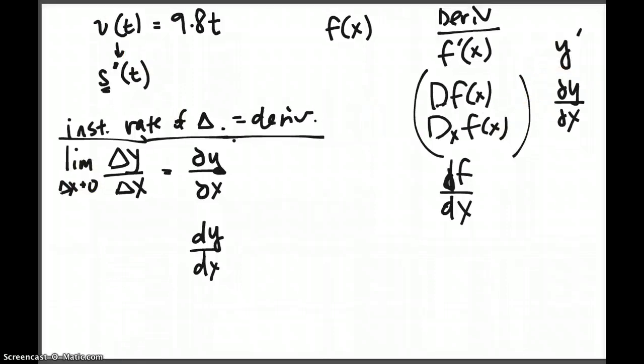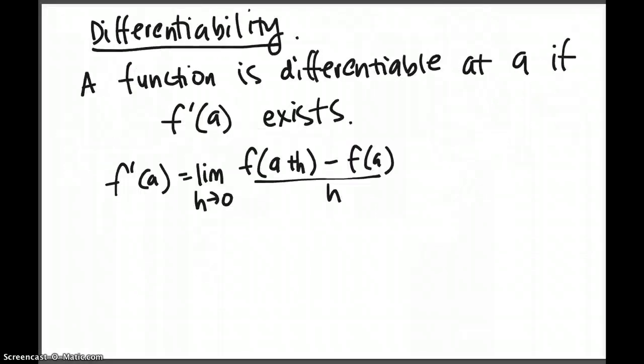So now let's continue. Let's talk about differentiability. What makes a function differentiable? A function is called differentiable at some point a if the derivative f prime of a exists. Now what does that mean?